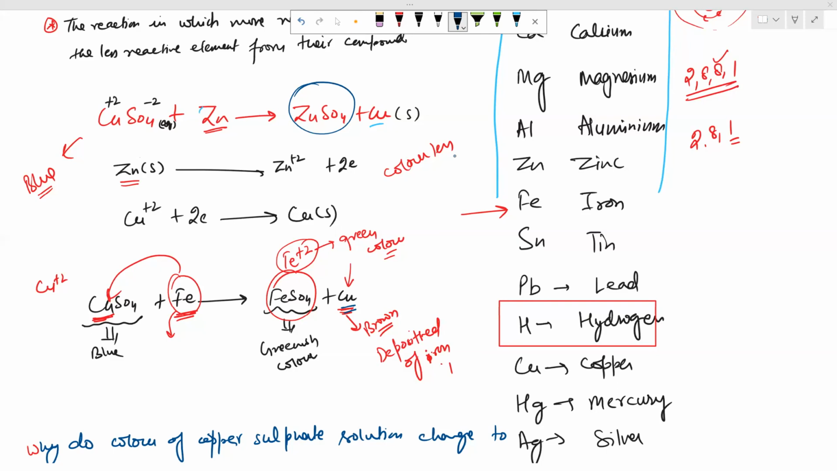Here zinc comes above, and copper is below. So those metals that are above copper can displace copper from its compound. For example, if I take iron sulfate, those metals that are above iron can displace iron from iron sulfate. Like if I have iron sulfate, FeSO4, and I add aluminium to it, it will give you aluminium sulfate, Al2(SO4)3, plus iron. Because aluminium is more reactive than iron, it will displace. Got it? So the more reactive element is displacing the less reactive element. This is known as displacement reactions. Note it down.